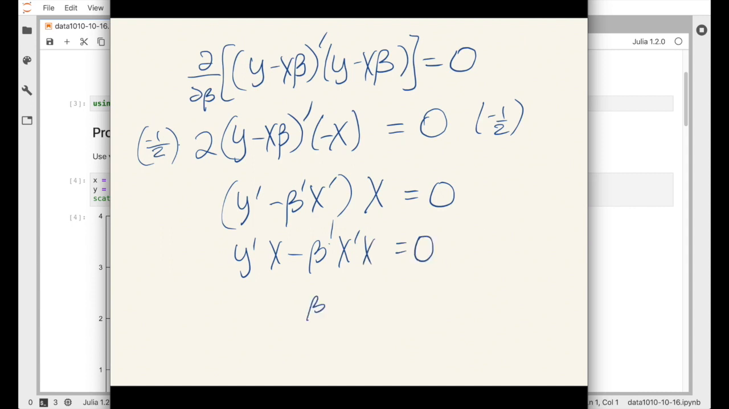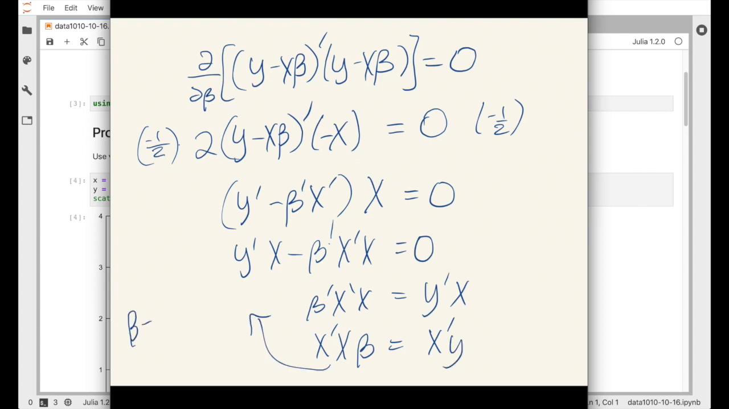And so that tells us that beta transpose x transpose x equals y transpose x. Transpose both sides, so we get x transpose x beta equals x transpose y. And finally, we get our solution, beta equals x transpose x inverse times x transpose y. So this is called the least squares solution. This is the mathematical form.